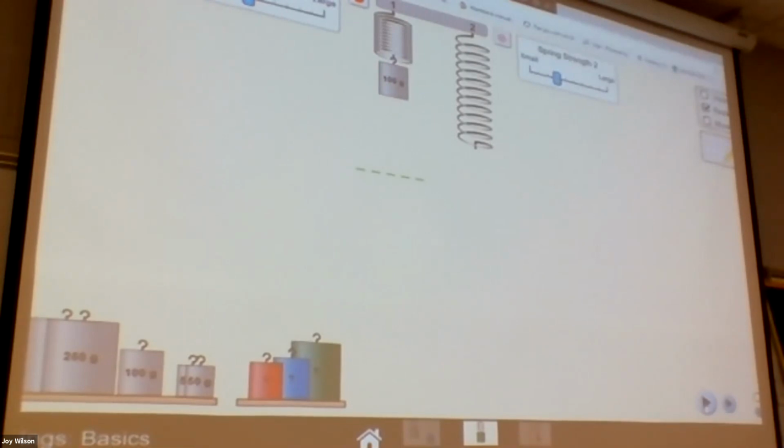But as soon as it passes equilibrium, what happens? Now the gravitational force points down and the spring is now getting compressed. So now the spring wants to push down as well. It wants to go back to its regular length. So let's see if we can show you that so that you can kind of see what's happening.